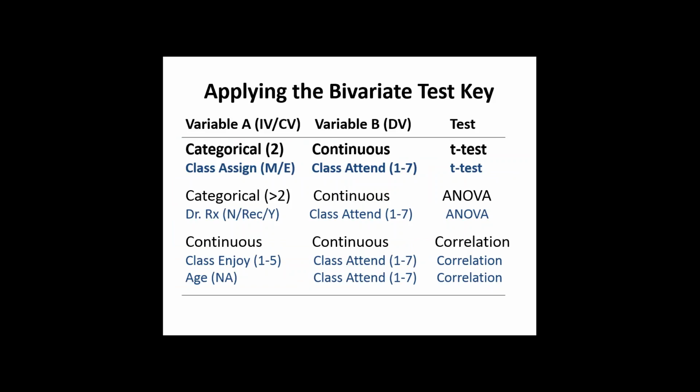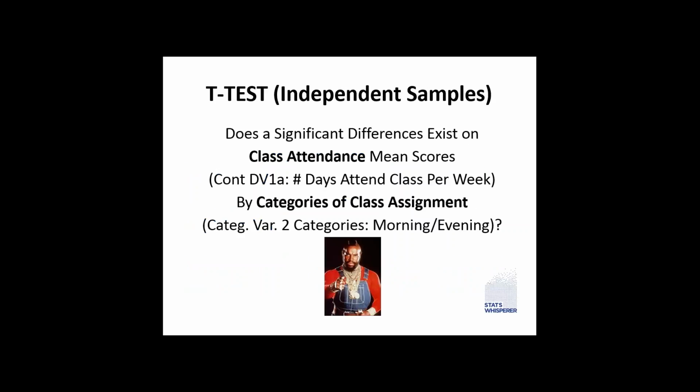The first one, right? When you have a categorical variable of two categories, such as class assignment, morning or evening, and a continuous variable, like class attendance, we use the independent samples t-test.